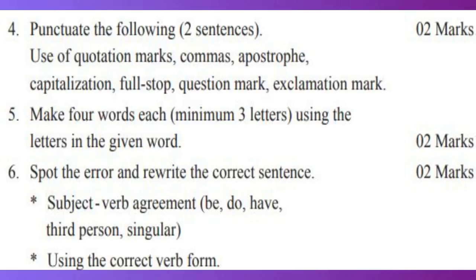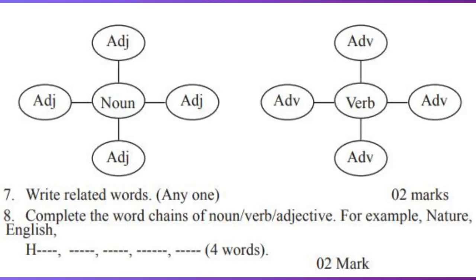6. Spot the error and rewrite the correct sentence. Subject-verb agreement, be, do, have, third person singular, for 2 marks. Using the correct verb form, for 2 marks. Next, 7. Write related words, any one, for 2 marks. And 8. Complete the word chains of noun or verb or adjective. For example, nature, English. 4 words for 2 marks.